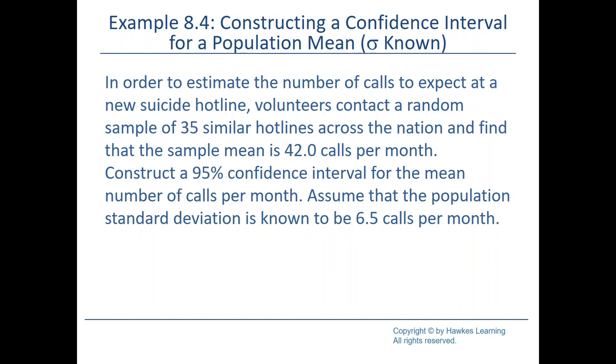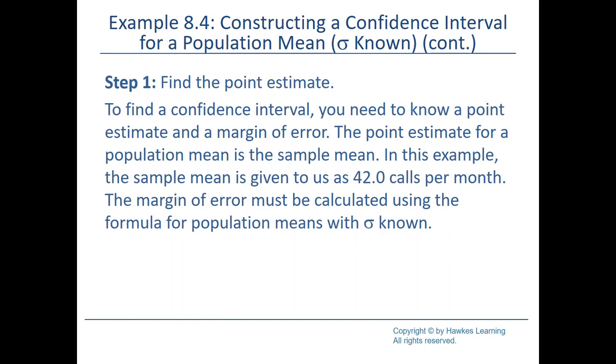So in order to estimate the number of calls to expect at a new suicide hotline, volunteers contact a random sample of 35 similar hotlines across the nation and find that the sample mean is 42 calls per month. Now we're going to construct a 95% confidence interval for the mean number of calls per month, and we're going to assume that the population standard deviation is known to be 6.5 calls per month. Okay, so step 1, as we look through all of this, is what was that point estimator?